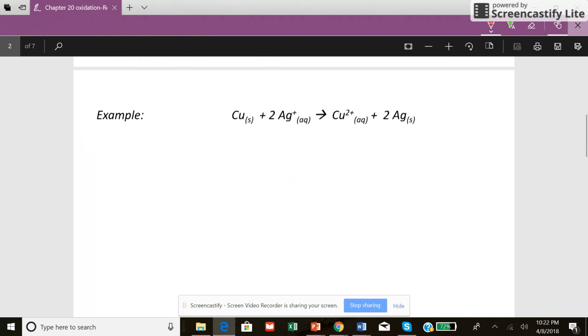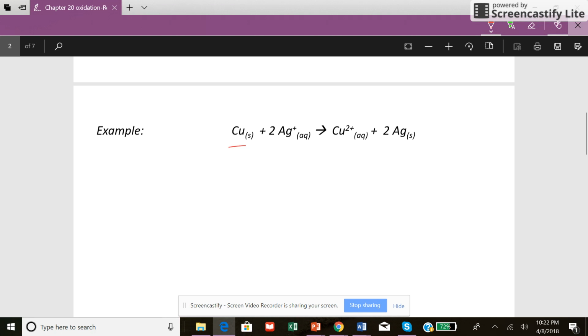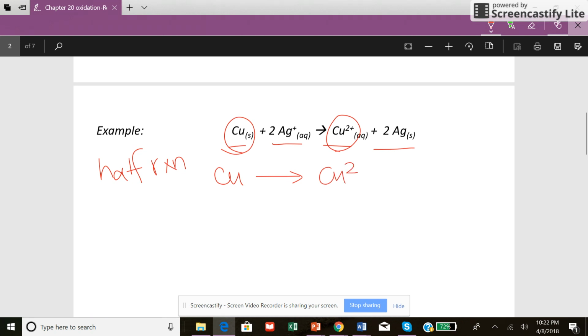So if you have a reaction between copper and silver ion, and it produces copper 2 ion and silver solid, the easiest way to balance the reaction is something called the half reaction, meaning that we're going to split the oxidation reaction and the reduction reaction. So let's take a look at the copper first. We write it out: copper becomes copper 2 ion.